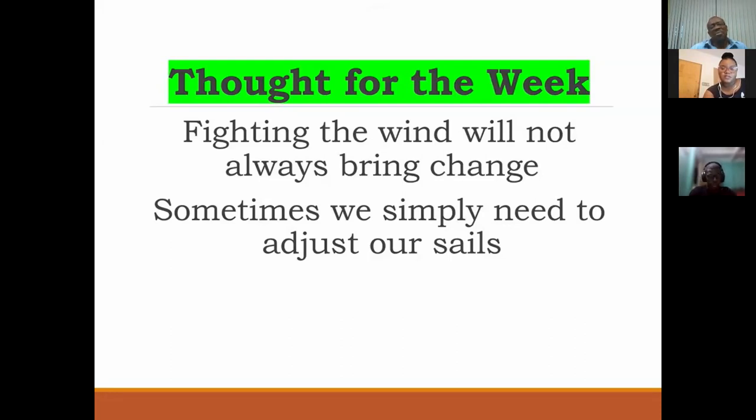Is it clear? Fighting with the wind will not always bring change. Sometimes we just need to adjust ourselves. When I developed this particular thought, it was because persons were trying to stick to their own method, their own approach to solving problems or to approach problems in power systems. And what I was encouraging here is that sometimes you just need to adjust how you think.